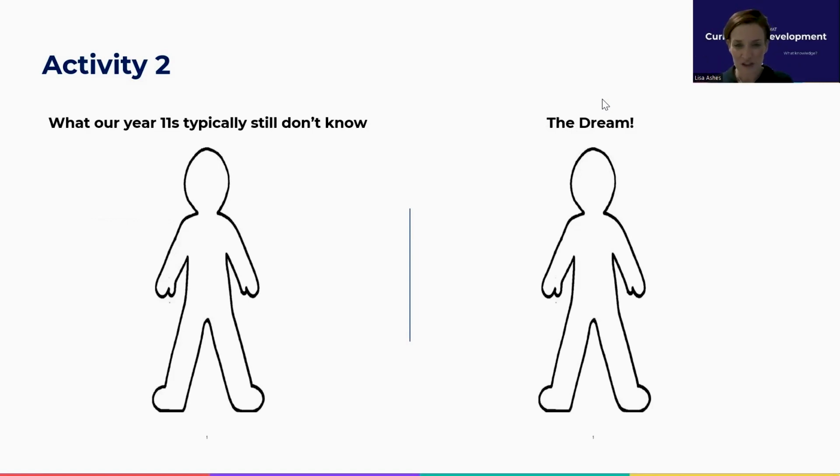I want you to complete the gingerbread men activity again. Now what we'll consider is that space in the middle, how we can use our curriculum to support developing their knowledge from their first moments with us until they leave. So give this activity a go again. Write down everything that your Year 11s typically don't know and you wish they did. What's the dream? What do you want them to know? And then we'll consider what we can do about this.